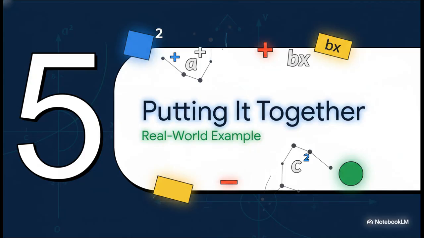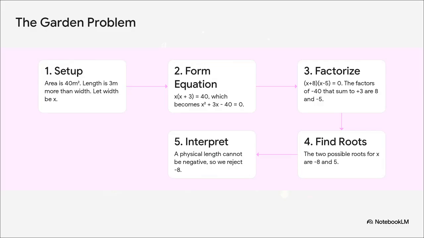Okay, theory is great, but let's get our hands dirty. We're going to take everything we've just talked about and apply it to a simple, real-world problem you could totally run into. All right, let's walk through it. First, the setup. We'll call the width x, and we're told the length is 3 more than that, so x plus 3. Next, let's make the equation. We know area is length times width, so x times x plus 3 equals 40. A little rearranging, and boom, we've got it in our standard form.